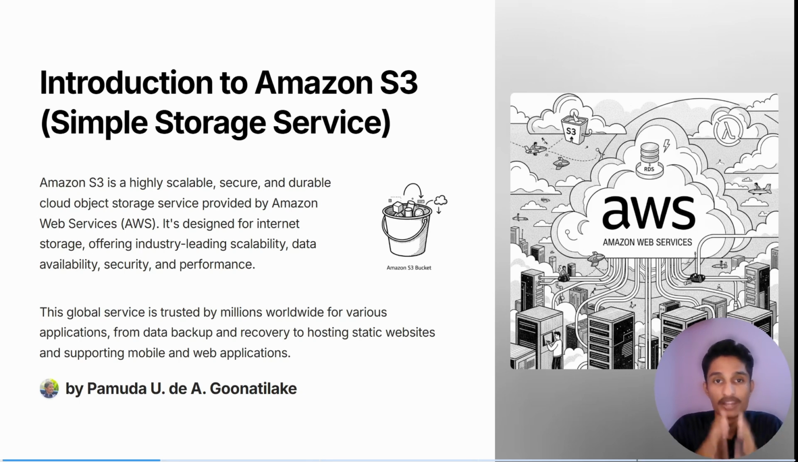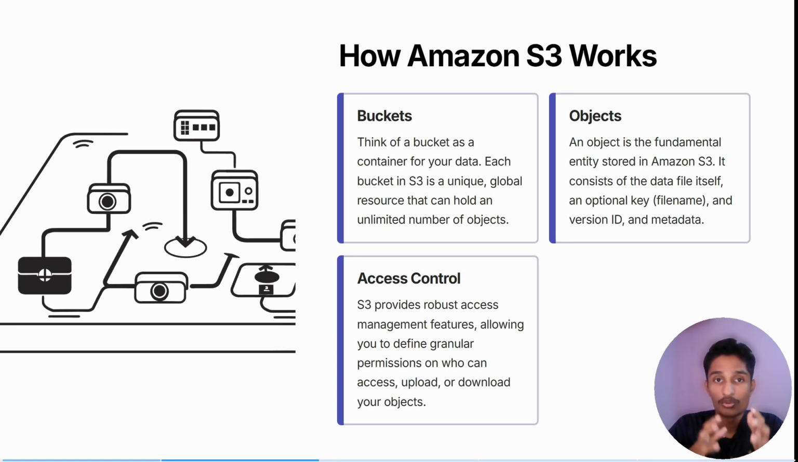So S3 is basically a cloud storage service from AWS. You can think of it as a super secure, highly scalable and durable place to store your files online. It's designed to store all kinds of internet data and it's trusted by millions of people and companies worldwide. People use S3 for a bunch of things like backing up data, hosting static websites, and even supporting mobile or web applications. Basically, if you need a reliable place in the cloud to store your files, S3 is the best service. Now, let's see how S3 actually works.